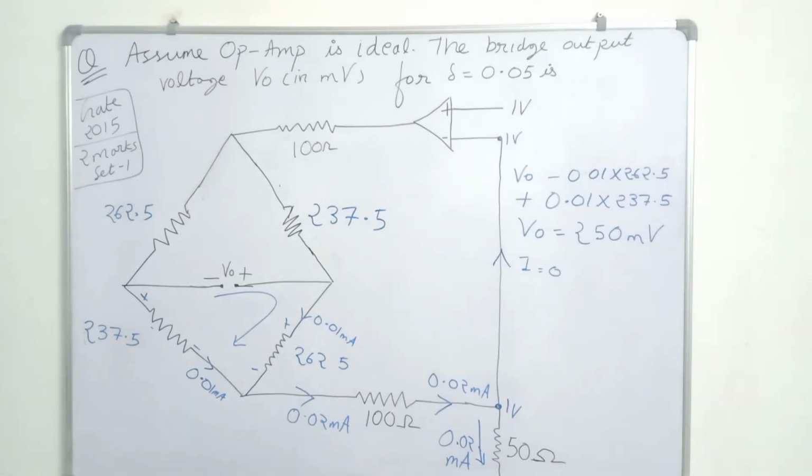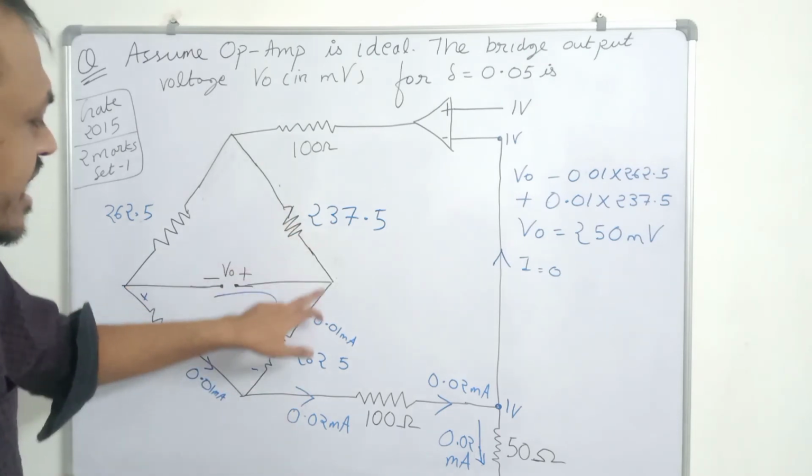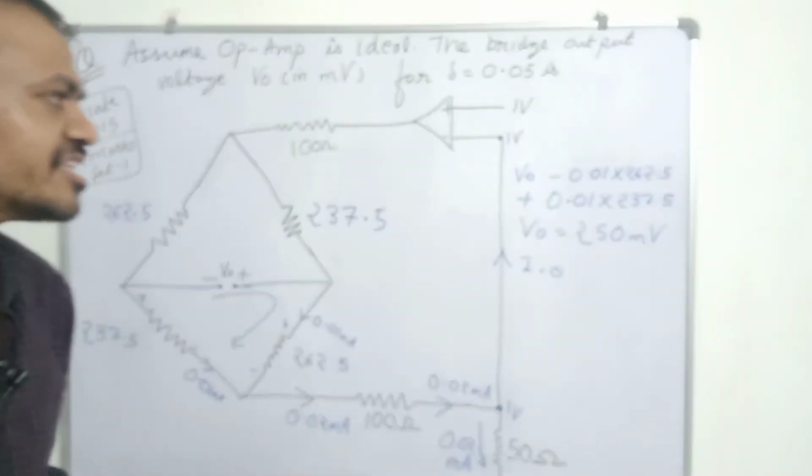This was a very easy question. We simply have to divide the current equally in both these paths.